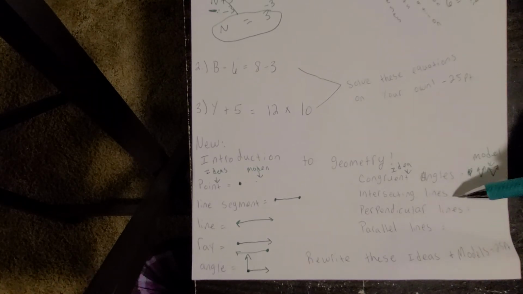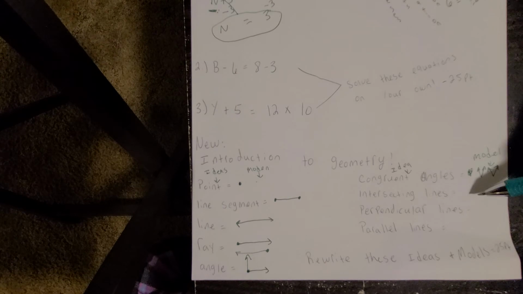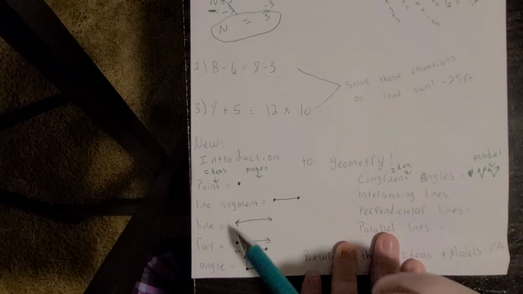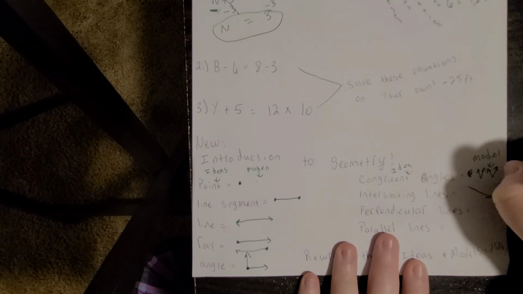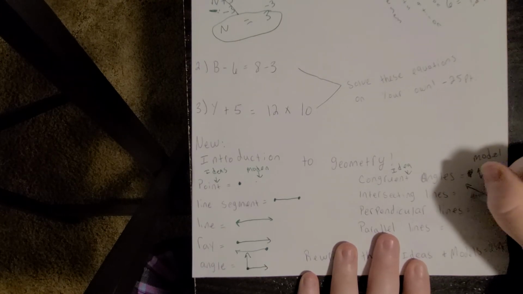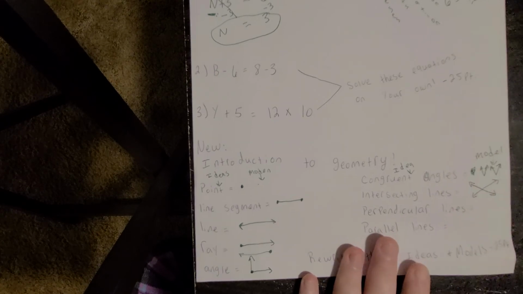What about intersecting lines? I think Joelle was really great about getting this one right every time we reviewed it. Intersecting lines are lines, remember no point, that cross each other. Okay? They are continuous lines that cross each other at any point.